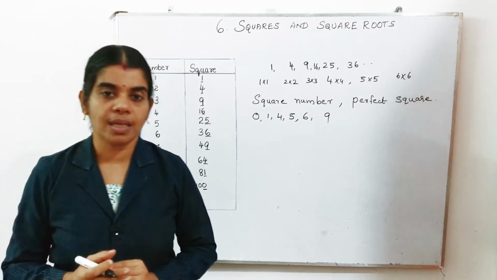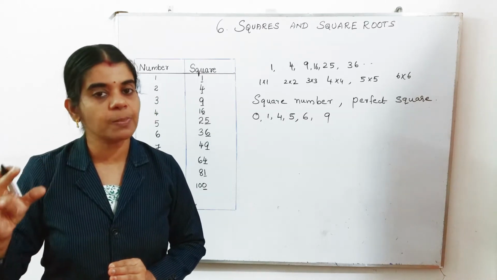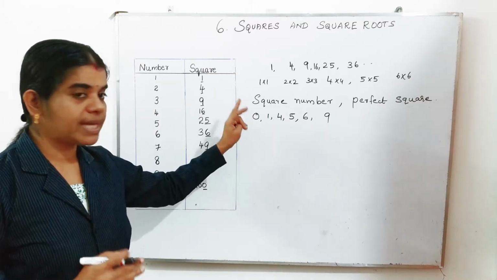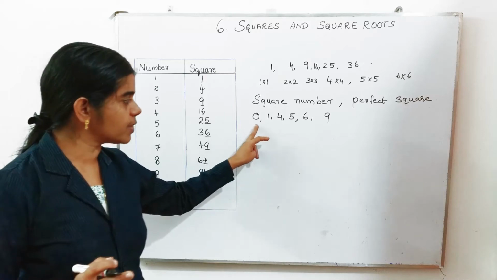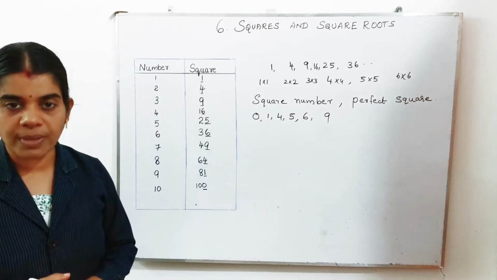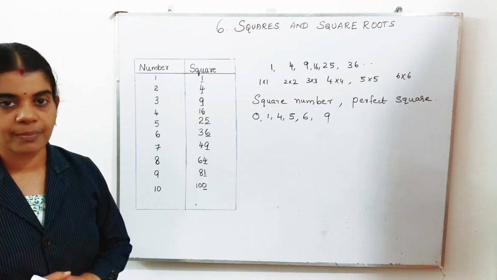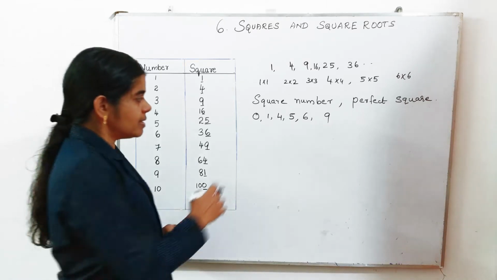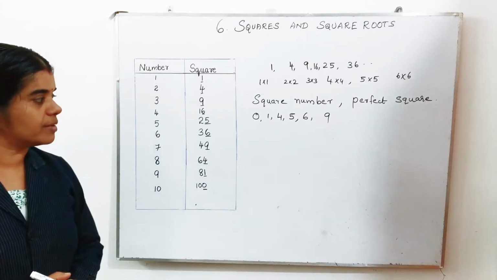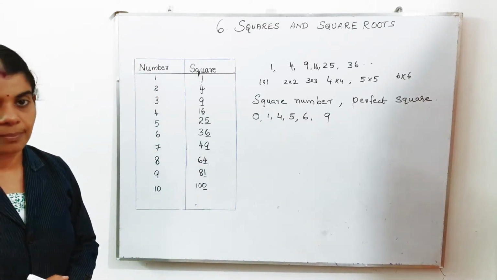Then by seeing a number, just look at the ones place digit of that number. If that number's unit place is 0, 1, 4, 5, 6, 9, most probably that number will be a square number. Is it clear? Square numbers' unit place digit will be 0, 1, 4, 5, 6, 9.